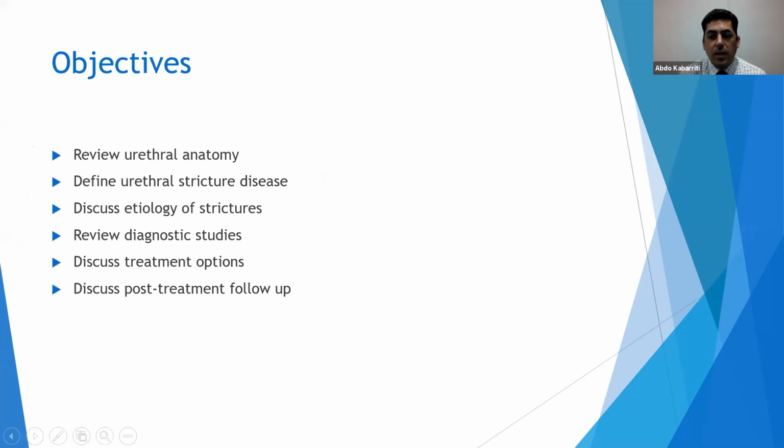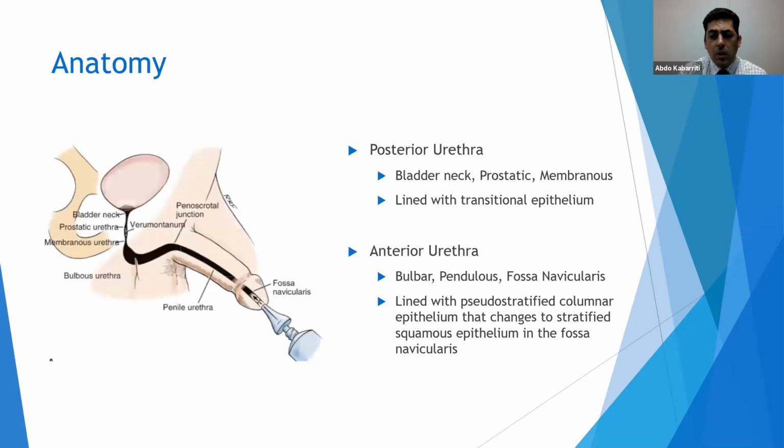All right, so just an outline of my talk. We'll start out by reviewing the urethral anatomy. We'll talk about what urethral stricture disease is. We'll discuss the etiology of the strictures, diagnostic studies, and then we'll go on to discuss some treatment options as well as post-treatment follow-up. Throughout this talk, I've put in many questions, and these questions are meant to reinforce a lot of the points that I'm trying to make. These are in-service questions that you may see on your in-service.